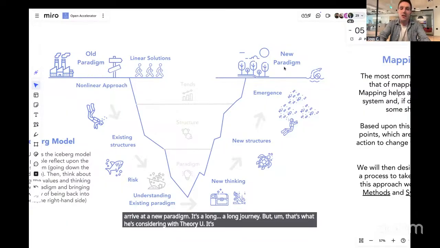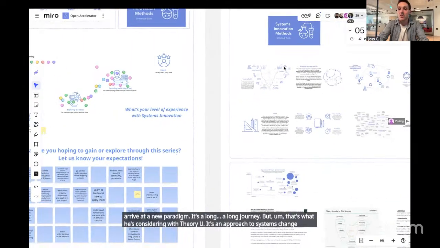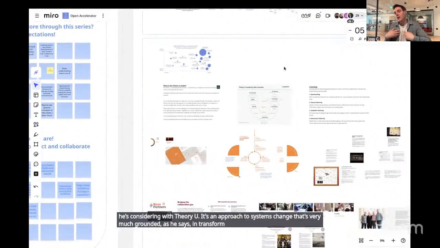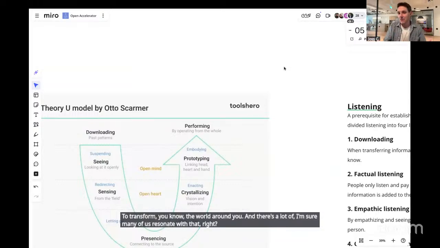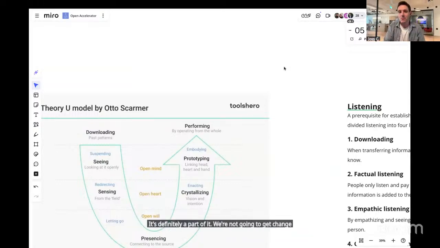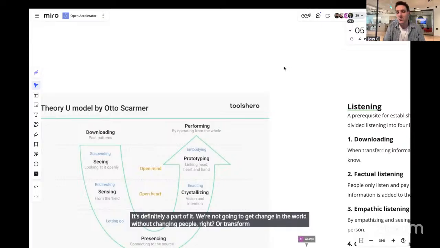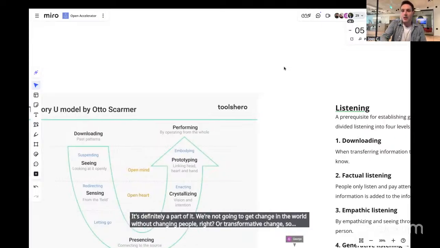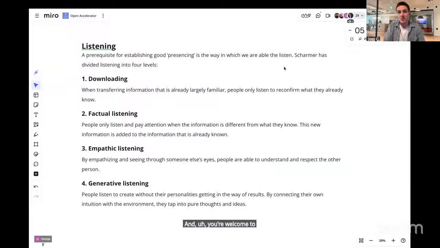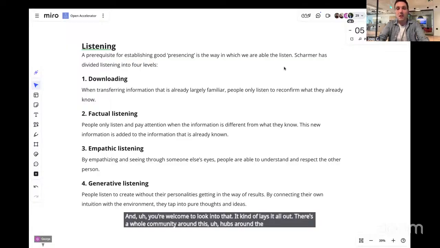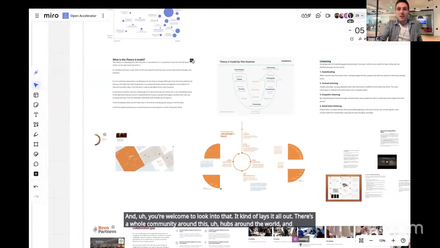It's an approach to systems change that's very much grounded, as he says, in transform yourself to transform the world around you. And I'm sure many of us resonate with that, right? It's definitely a part of it. We're not going to get change in the world without changing people, right? Or transformative change. So this is one approach to systems change, and you're welcome to look into that. It kind of lays it all out. There's a whole community around this, hubs around the world, and you'll find a link right there.